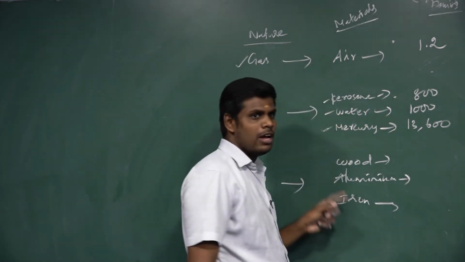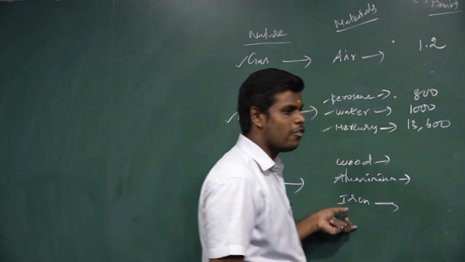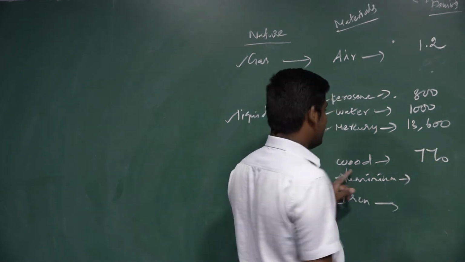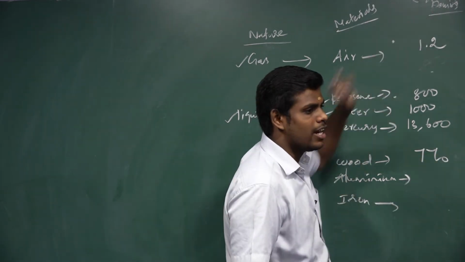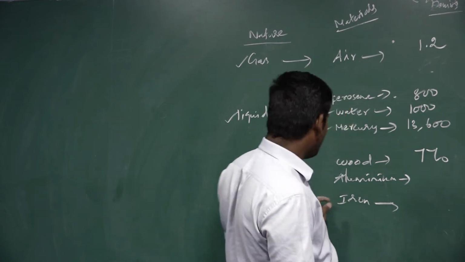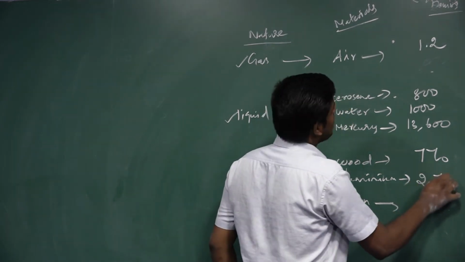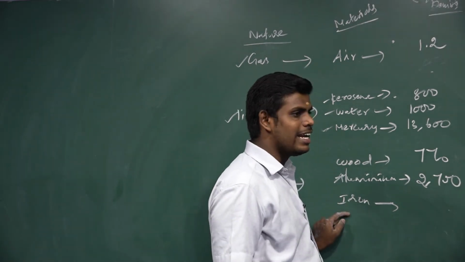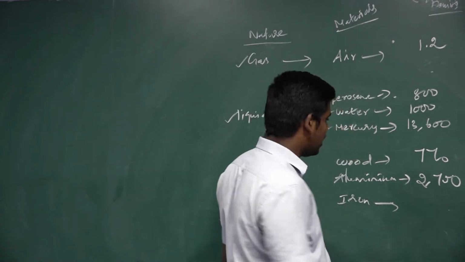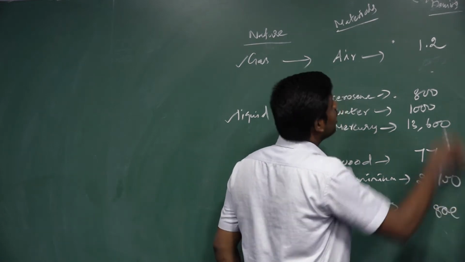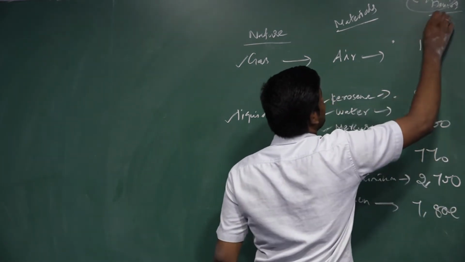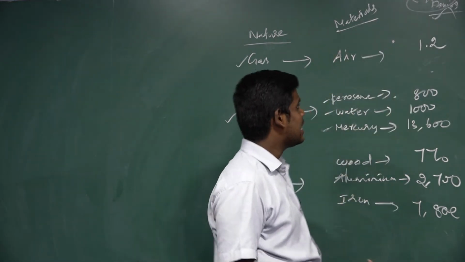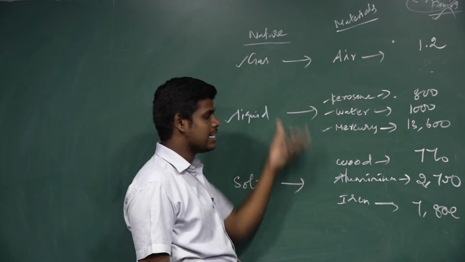What are the best examples of solids? Wood, aluminium, iron. Wood has a density of 770 kilogram per meter cube, and aluminium has 2700 kilogram per meter cube. Next, iron has 7800 kilogram per meter cube. Different materials have different density. These are the best examples.